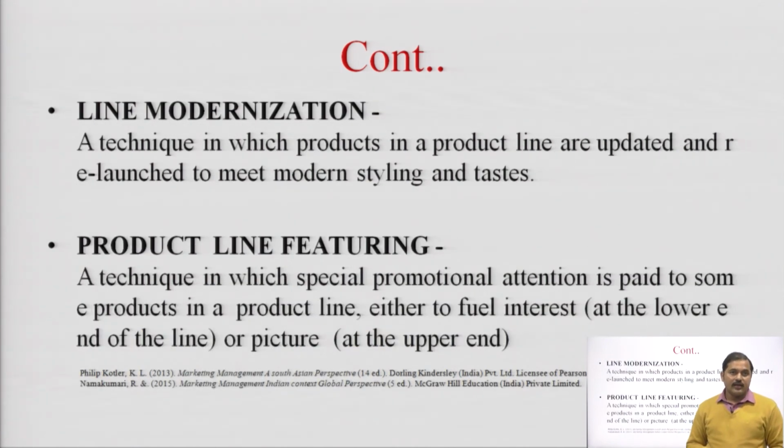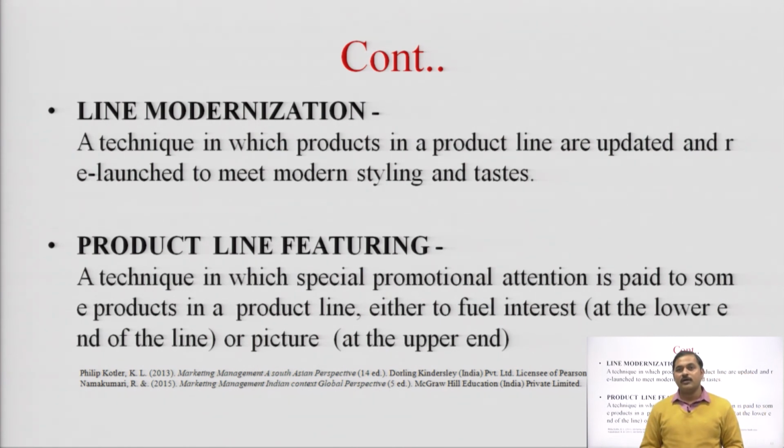And the next, and the second last, is line modernization, a technique in which the products in the product line are updated and relaunched to meet modern styling and taste. As we have seen many a time, Maruti has relaunched the same most acclaimed car of that particular segment, that is WagonR, with a lot of variants and a lot of changes in the model. So, that is what we can see as line modernization. They do not want to drop the product, they just want to upgrade and update the products.